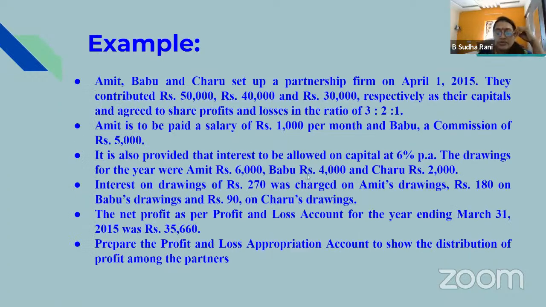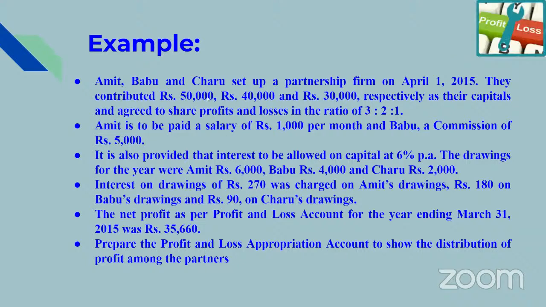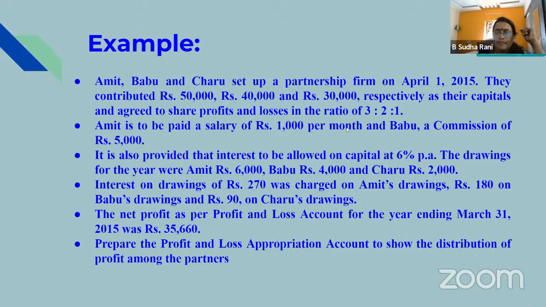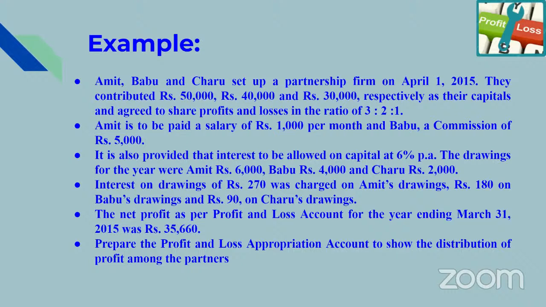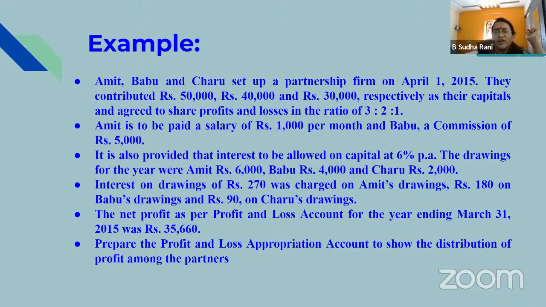So you are supposed to calculate 6% on capitals of Amit, Babu, and Charu. Got it? Yes, ma'am. So 6%, what amount you will take? Upon 50,000, 6% means you will get 3,000. So you are supposed to take the 3,000. Are you getting? Okay.